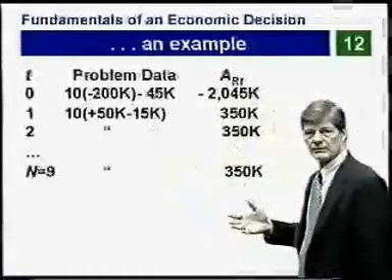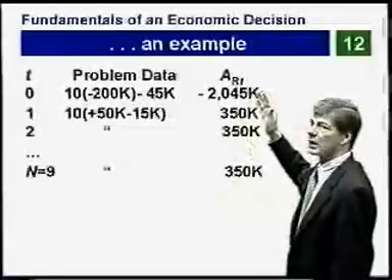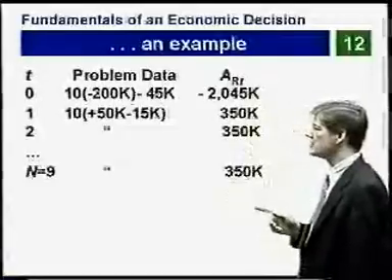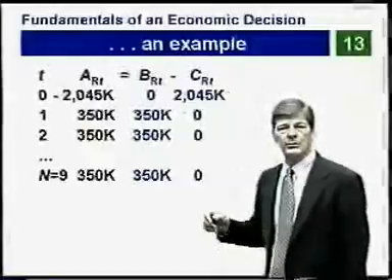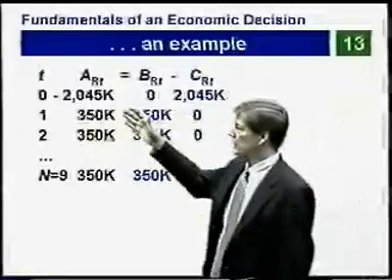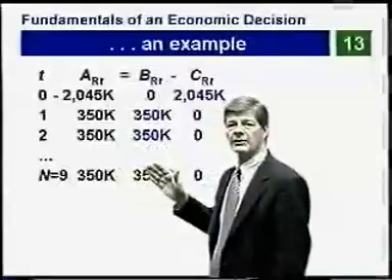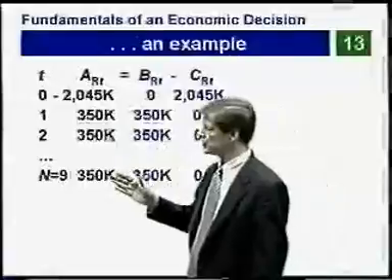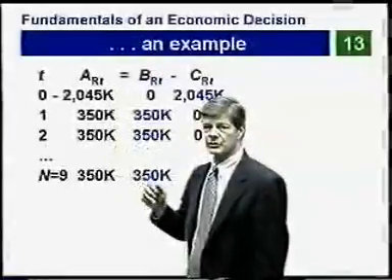Basically, my choice is this. Is it worth spending $2,045,000 to save $350,000 each year for the next 9 years? My choice here boils down to a choice between benefits and costs. Here again, I have shown the net cash flows that we just calculated, and then I've identified the benefit cash flow series and the cost cash flow series associated with the decision to either accept or reject this cash flow stream.